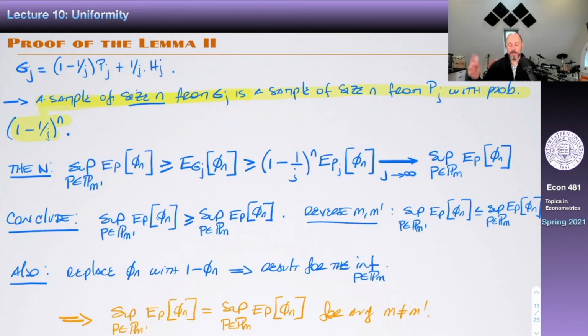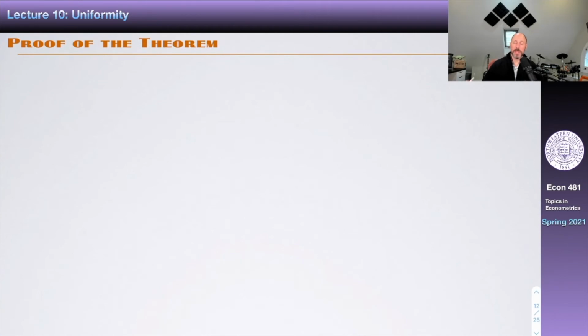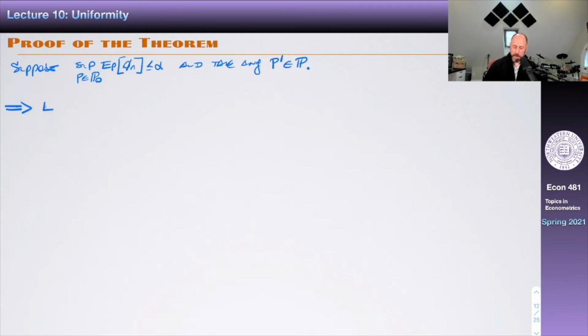Now we need to prove the theorem, which, as I said, is one line. Proof of the theorem, okay? Suppose that you have that the supremum over P in ball P naught of the expected value of the test is less than or equal to alpha, and take any, I'm going to call it P prime, in ball P naught, which is an alternative, any. Then the expected value under this alternative of the test, by definition, is less than or equal to the supremum.